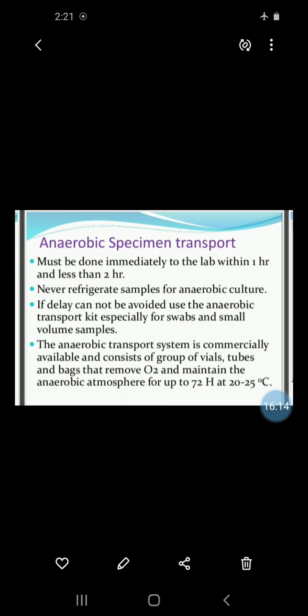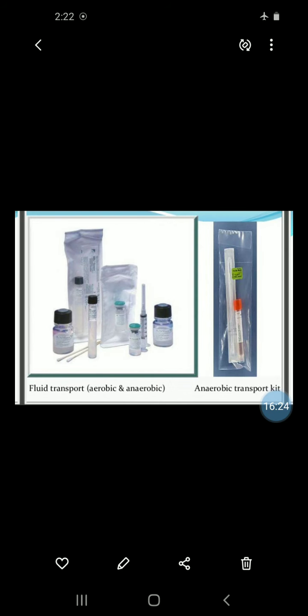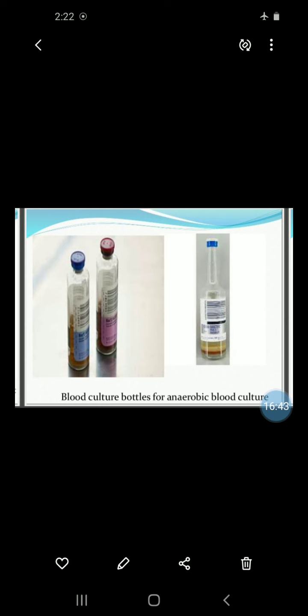Anaerobic atmosphere for up to 20 hours at 20 to 25 degrees Celsius. Here we can see the fluid transport for aerobic as well as anaerobic, and here we can see the anaerobic transport kit. Here we can see both images, the anaerobic transport kit and the fluid transport for anaerobic as well as aerobic.